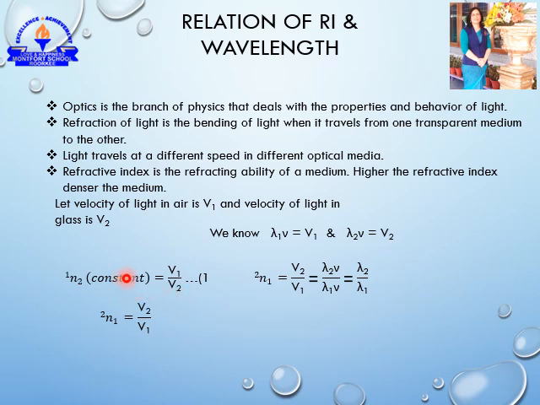Now if we want to take the refractive index of first medium with respect to second medium, then it will be V2 upon V1. Now put the value of V2 here. V2 is lambda 2 into nu and V1 is lambda 1 into nu. Nu and nu will cancel each other, hence V2 upon V1 will be equal to lambda 2 upon lambda 1. Therefore, the relationship between refractive index and wavelength is that refractive index of first medium with respect to second medium is equal to lambda 2 upon lambda 1.